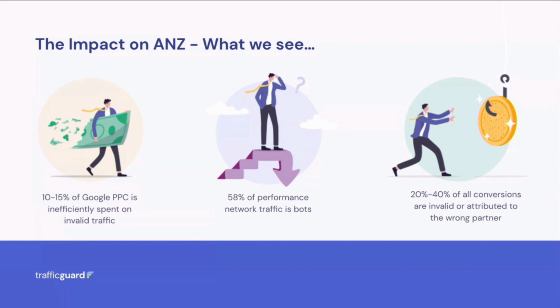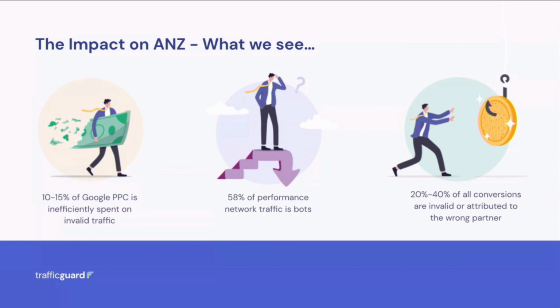And to give you an idea of some of the things that we see in the ANZ market, we'd say about 10 to 15% of Google PPC can be reaching invalid traffic. And as soon as we turn on TrafficGuard, we can detect that for you, and we can prevent it in real time, so that 10 to 15% then reaches valid traffic to drive return on ad spend.